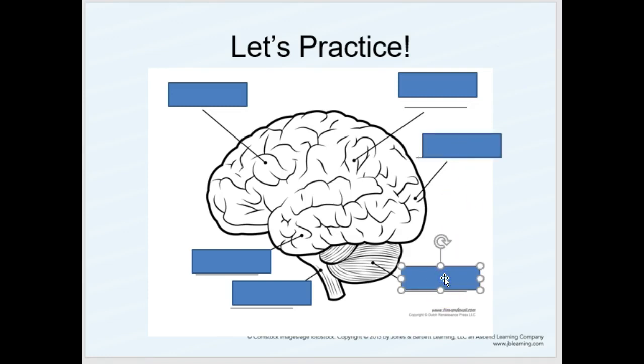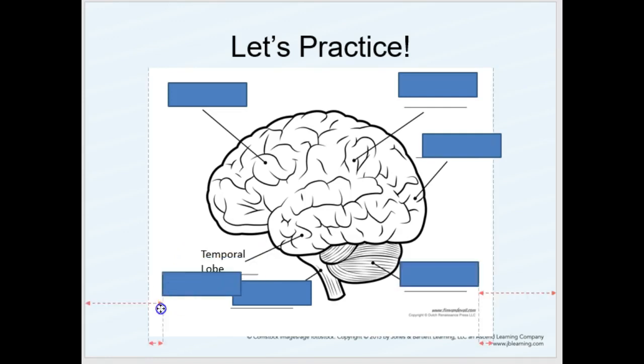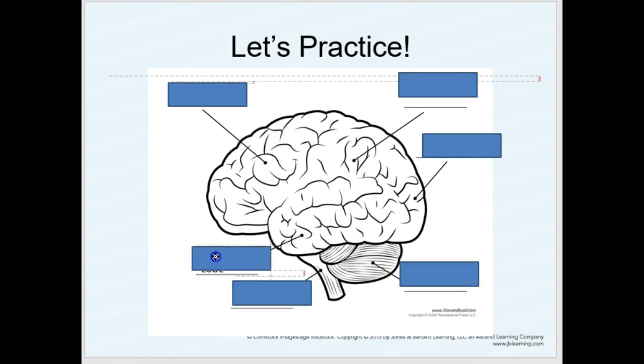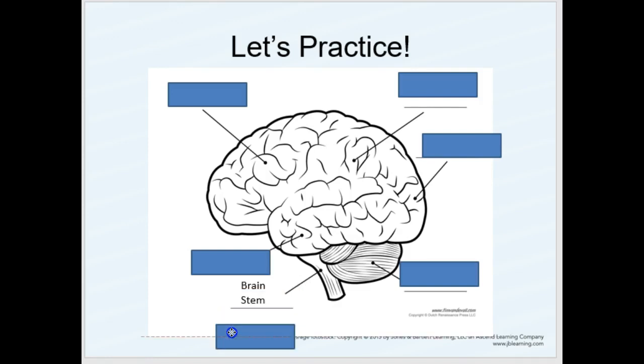This would be the specific area, would be the cerebellum. This specific area would be the what lobe? Temporal lobe. This general area would be the brainstem. Okay, and just below it is the spinal cord.